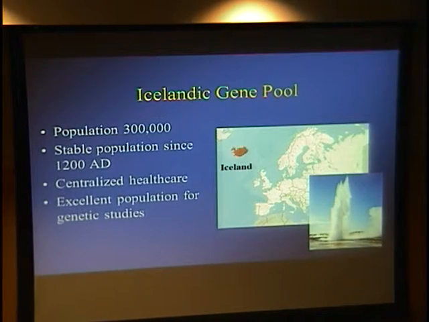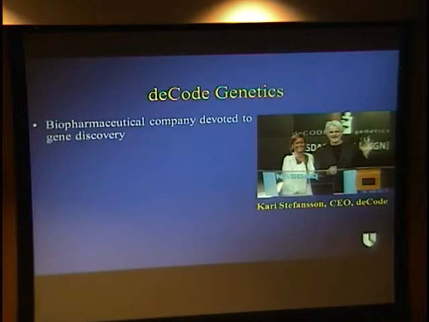Well, on the road to figuring out what causes this was Iceland. Iceland is kind of a unique experiment. The population, since the Vikings were running around, has been pretty stable since 1200. So it's basically very few people move there and very few people move out. It has a centralized healthcare system, and it's an excellent population for genetic studies. It sounds similar to what you have here, on a much grander scale in a different population.